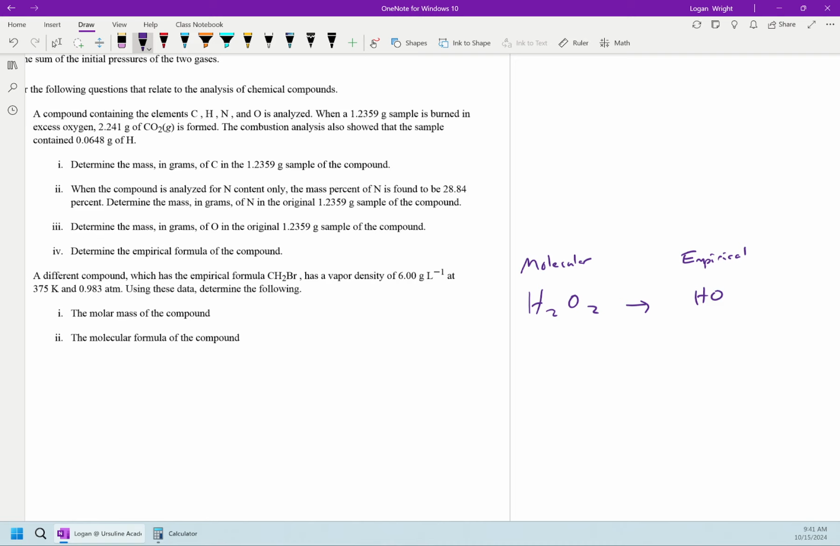Now, it wouldn't ever really make sense to turn a molecular formula into an empirical formula because you want to know what molecule you have. But this question is an example of when you're analyzing an unknown substance, a lot of times the empirical formula is where you'll be able to start. So you figure this out first, and then as you develop more information, you can convert it into the actual molecule you're working with. So let's look at this problem.